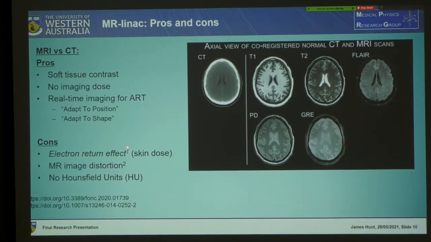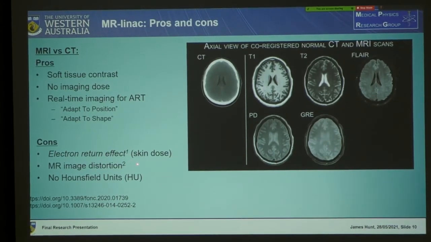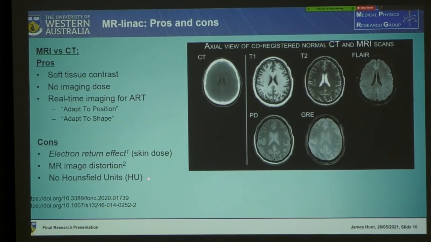The negatives of MRI, there are negatives for its use in RT. There's an electron return effect, which I'm about to address. MRI has image distortion, which I'll show you an example of in a second. A big thing is that there's no Hounsfield units with an MRI.